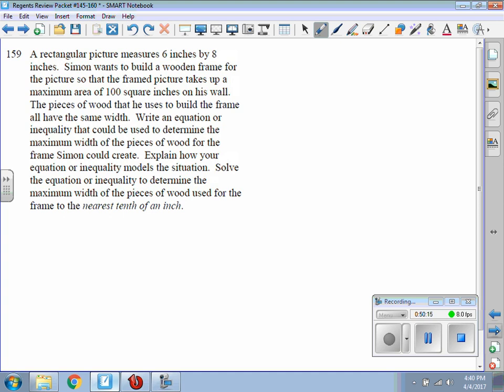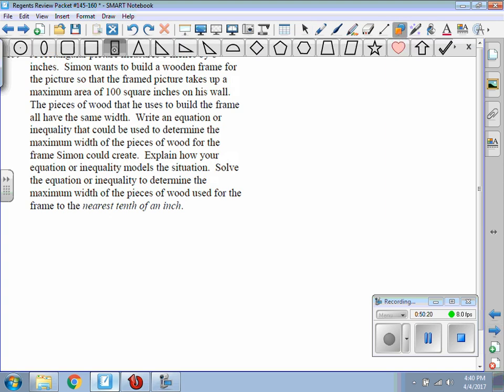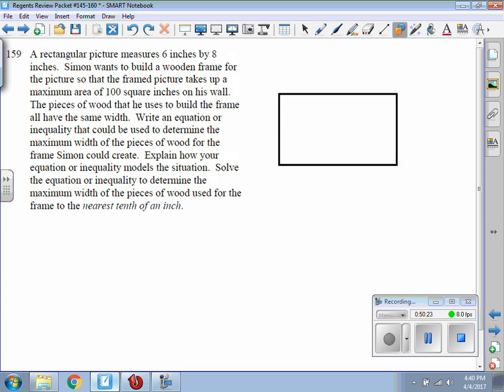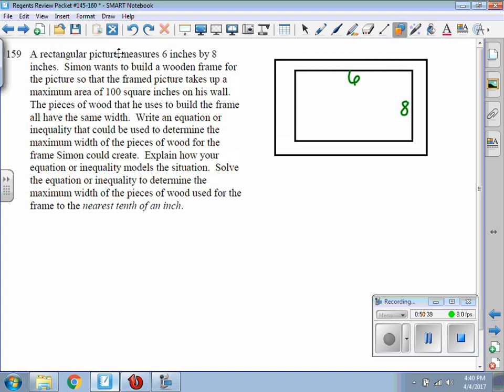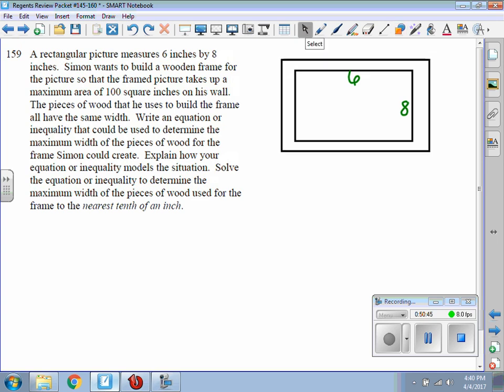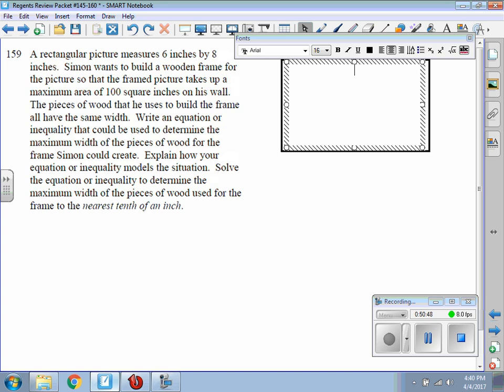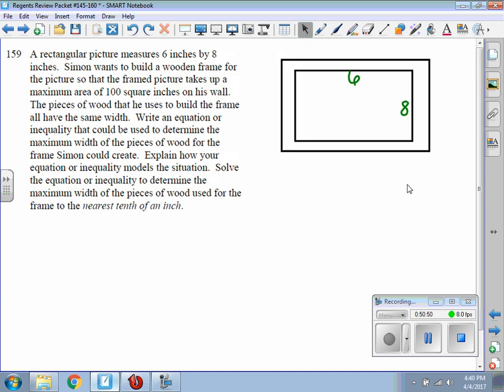I'm going to draw a visual for what we're looking at so far. A rectangular picture. I'm going to go back over to my nice rectangles. I'm going to draw a nice rectangle right there. So that's the rectangular picture. Its dimensions are 6 by 8. He wants to put a wooden frame around it. So let me draw a wooden frame that goes around the outside. Trying to make it look like all of the dimensions are the same. Pretty close. So it says that the wooden frame.